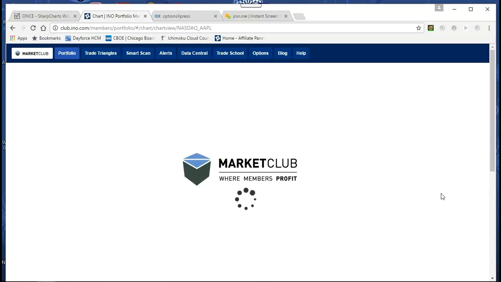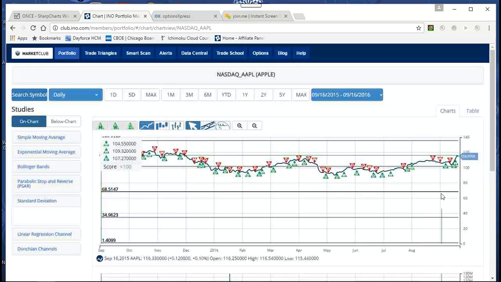So if you click on the little bar graph, voila, you're going to get the chart. The chart is going to pop up. Now, what you can do when you come to this chart is that you want to see.